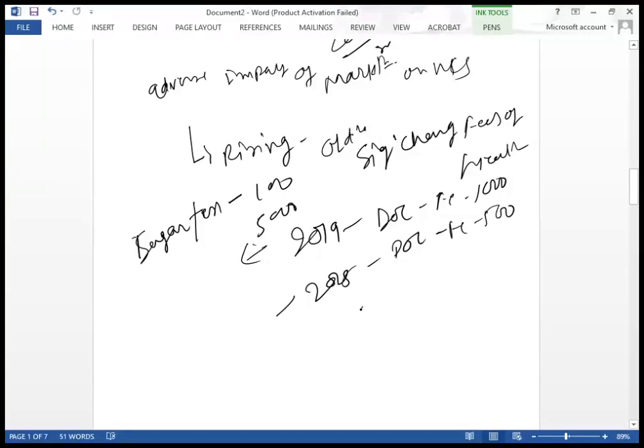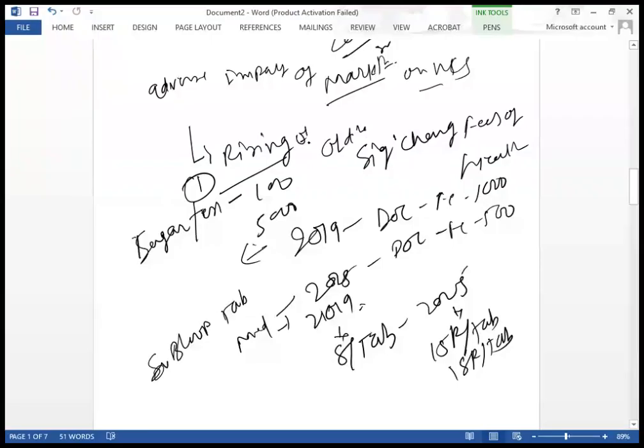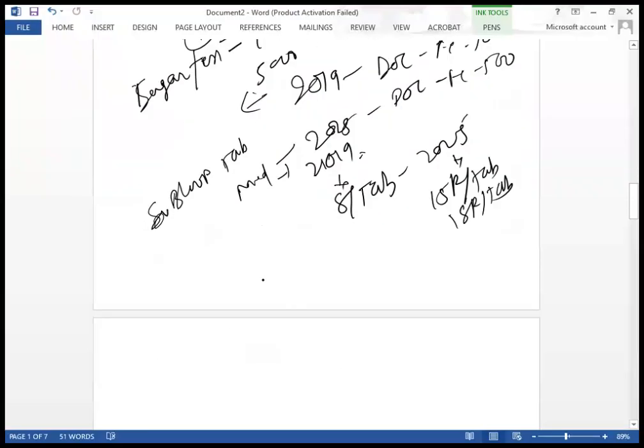Just take an example of a sugar tablet or blood pressure tablet, your medicine. In 2019 it was like 8 rupees per tablet. Now in 2025 it is I think 15 or 18 rupees per tablet. So the rise of cost due to marketization of the public healthcare system is the first point, rising of cost.